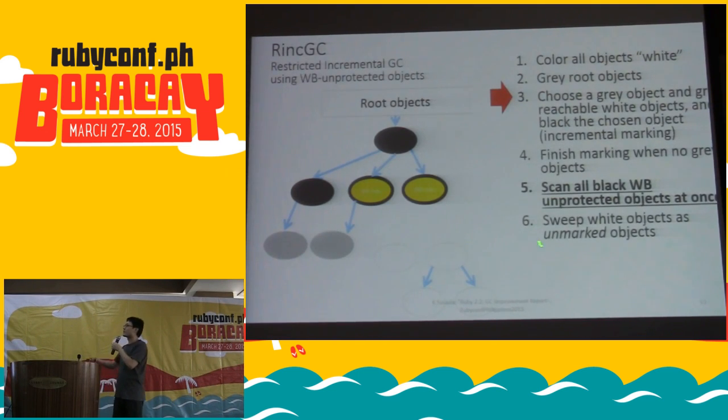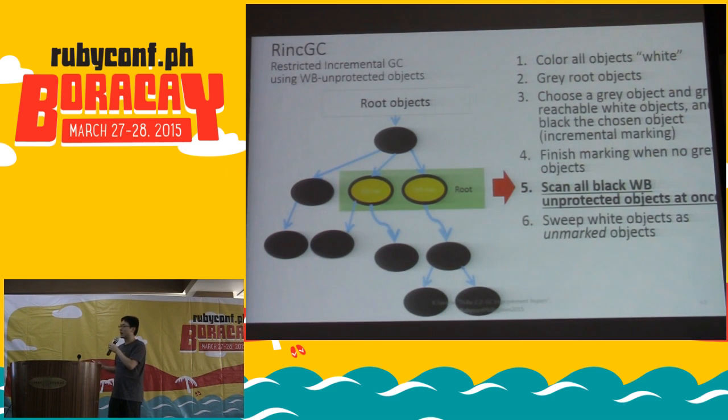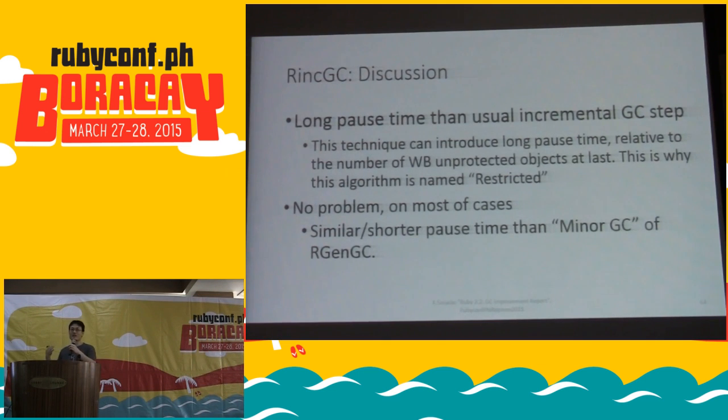So let's see this one. Consider that this black object is a write barrier unprotected object. So there is no write barrier for this object. When the Ruby program makes such a reference to a white object, we cannot detect such a reference creation. So at the end of incremental GC, we rescan from every write barrier unprotected object. After the normal incremental GC, in the last phase, we mark from these unprotected objects, so we can mark all objects correctly.